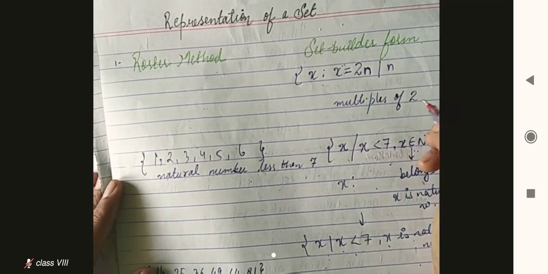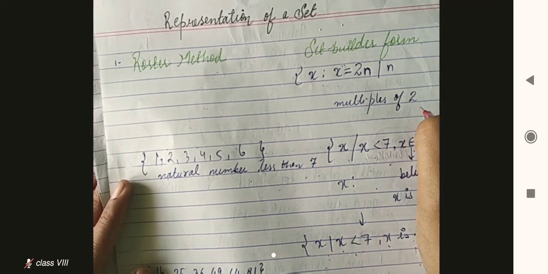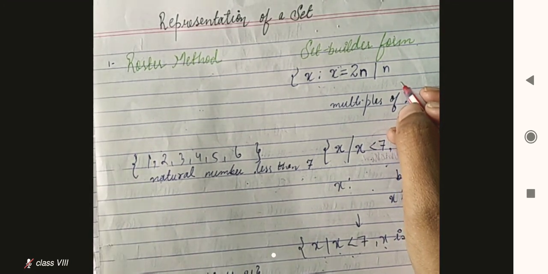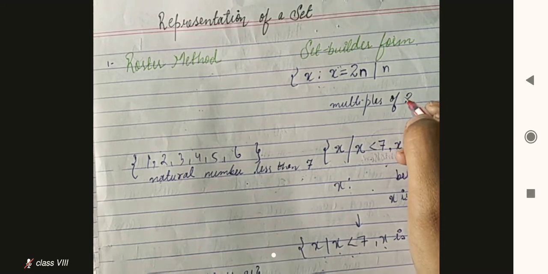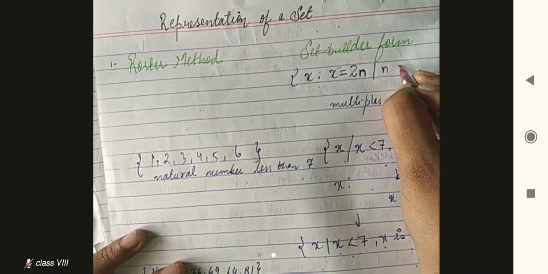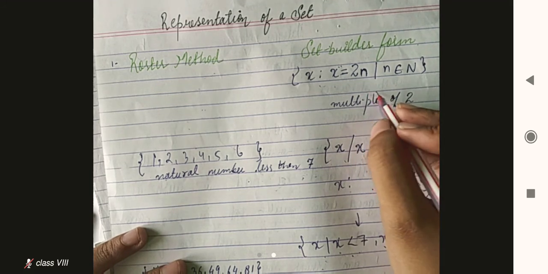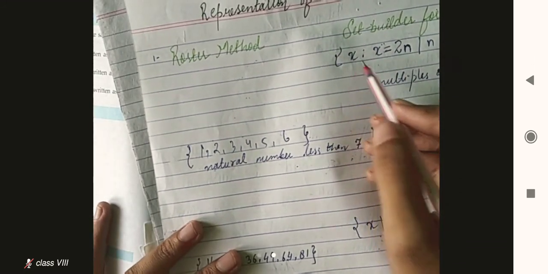or because n is a multiple of 2, okay. It will start from 1, because you know that you can multiply by 0, but it is not a multiple of 2. So n belongs to what? Natural numbers. 2 1s are 2, 2 2s are 4, 2 3s are 6, 2 4s are 8. Now this is actually your set builder form.